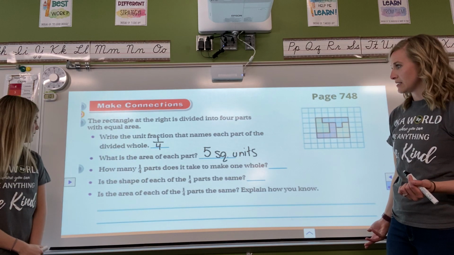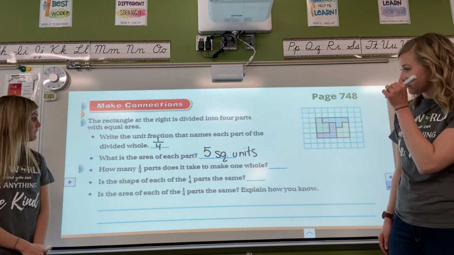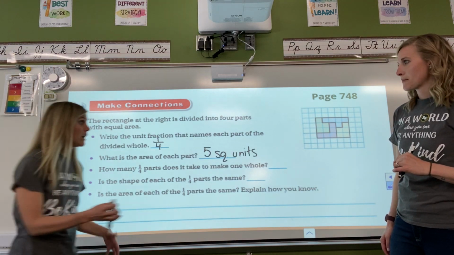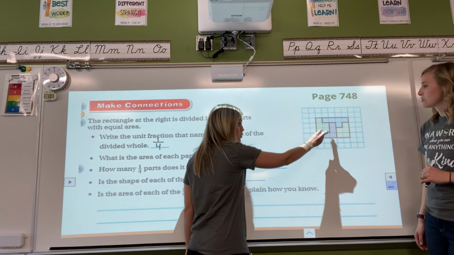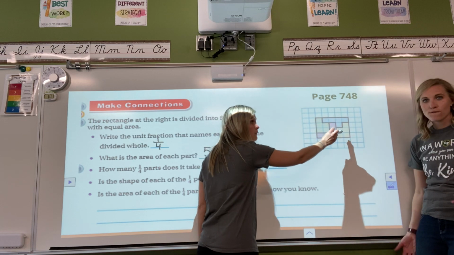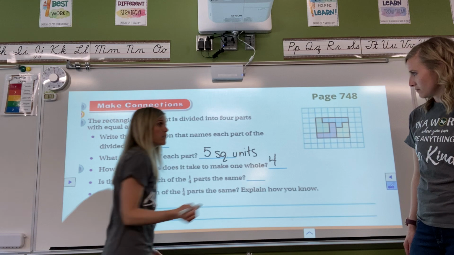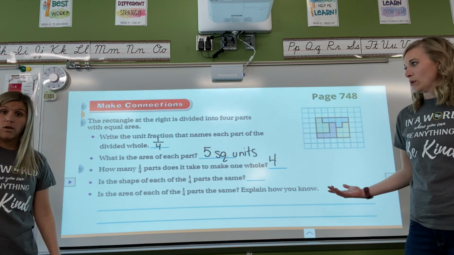Okay. Perfect. It says how many 1/4 parts does it take to make our whole? Well, when we count them out, I have 1/4, 2/4, 3/4, 4/4. It takes 4/4 to equal my 1 whole.